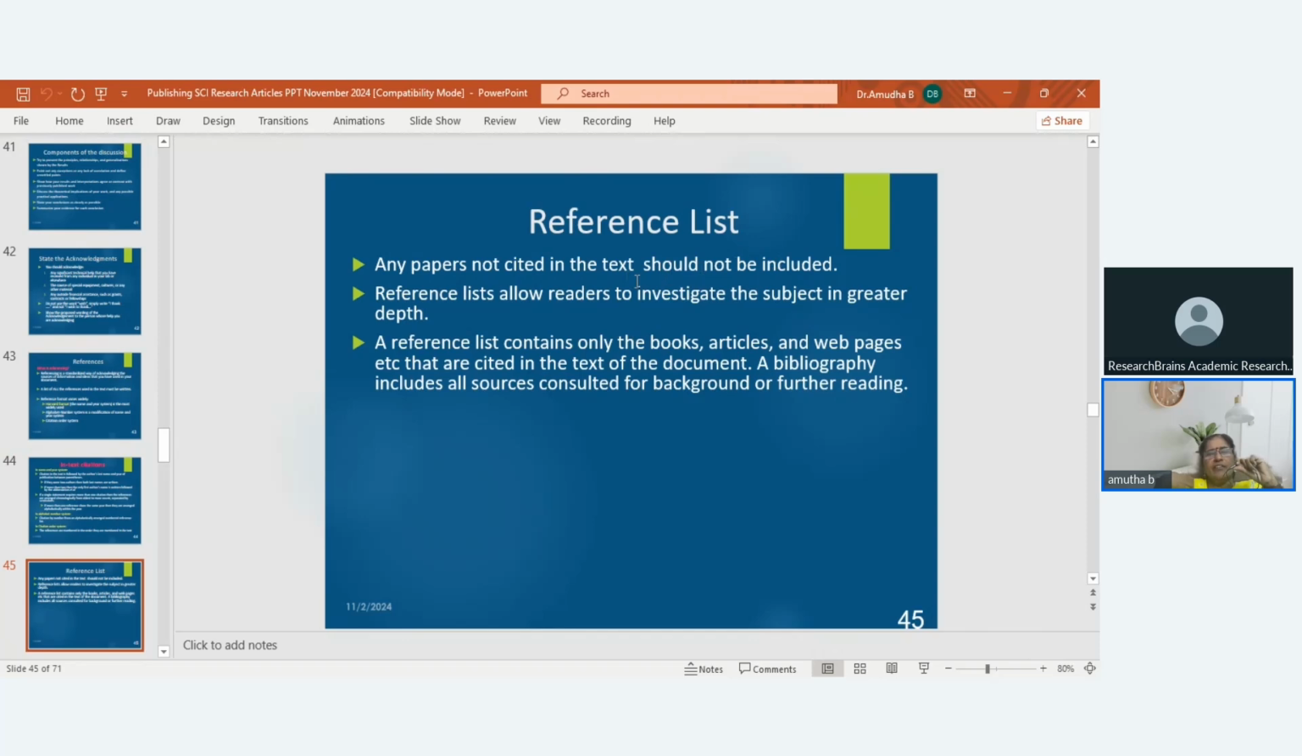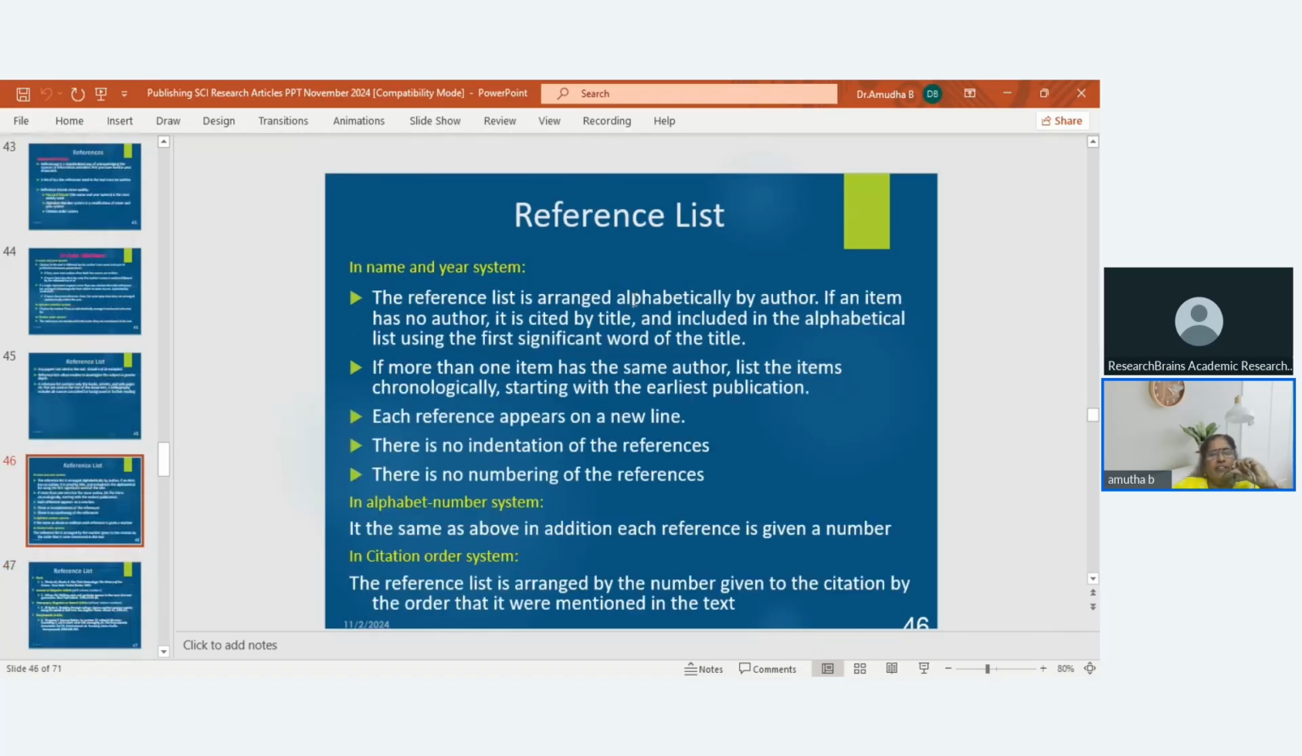What's the meaning? If you are not citing a paper, you need not write it in the reference list. That should also be kept in your mind whenever you are writing the paper. And this is again in citation order, alphabetical order, or in name and year order system.